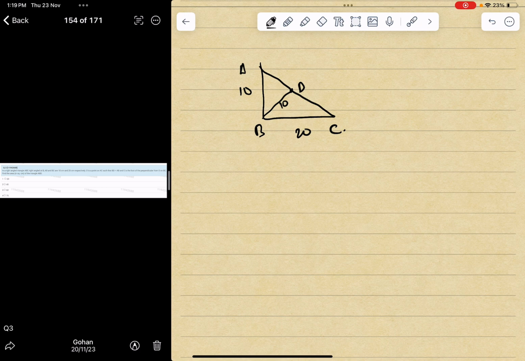E is the foot of perpendicular from D to BC. Okay, find the area of triangle ABD. So you have to find the area of this triangle ABD.